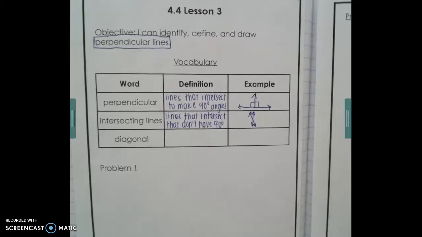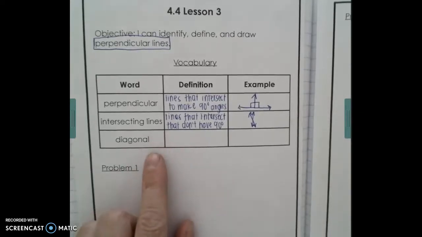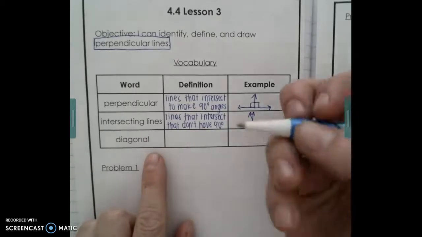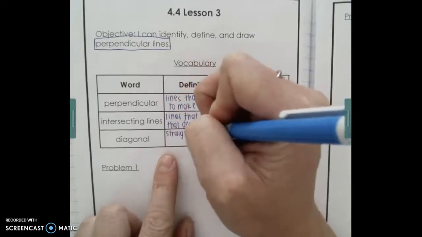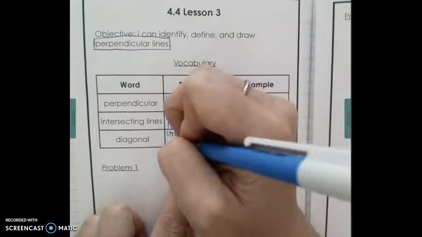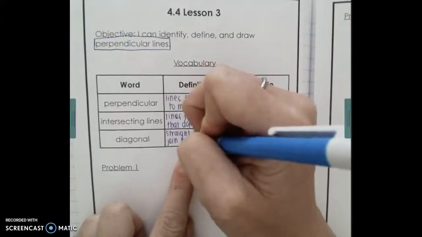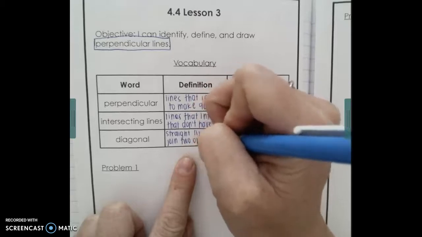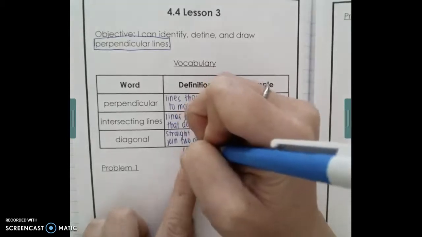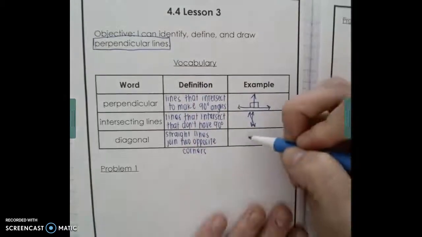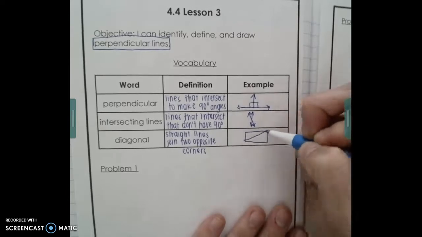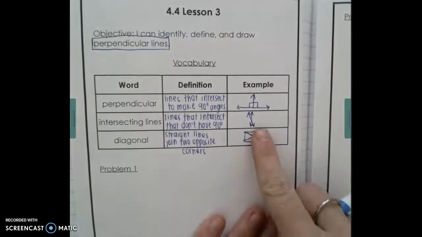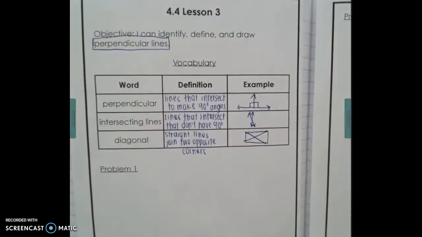Another one we're going to see when we go to draw our lines today is the word diagonal. So these are going to be straight lines that join two opposite corners. And we did this in our application problem. An example of that was we had our shape in our application problem that looked like a rectangle, and these lines that go across would be diagonal. They're going to opposite corners of that shape.